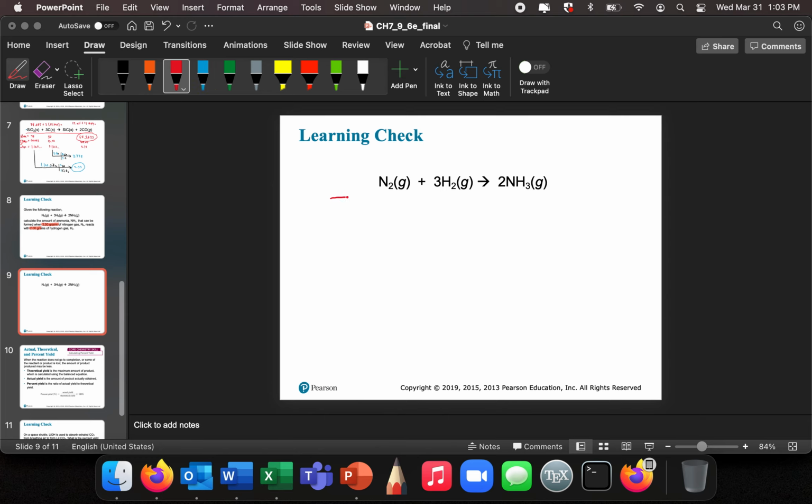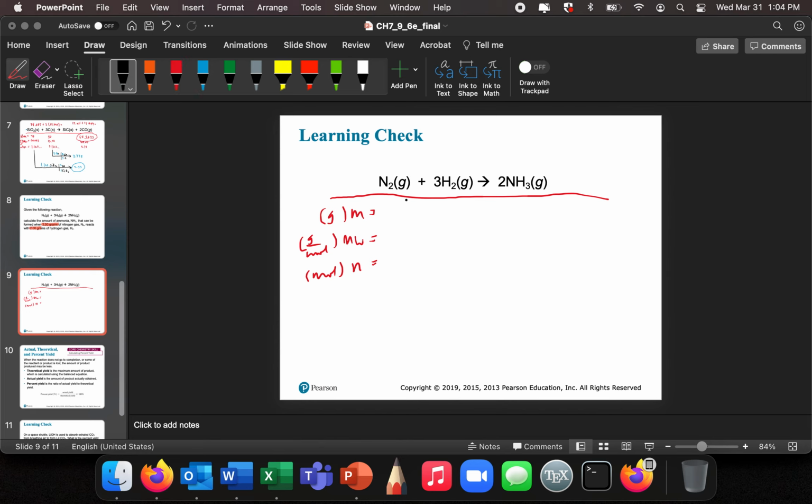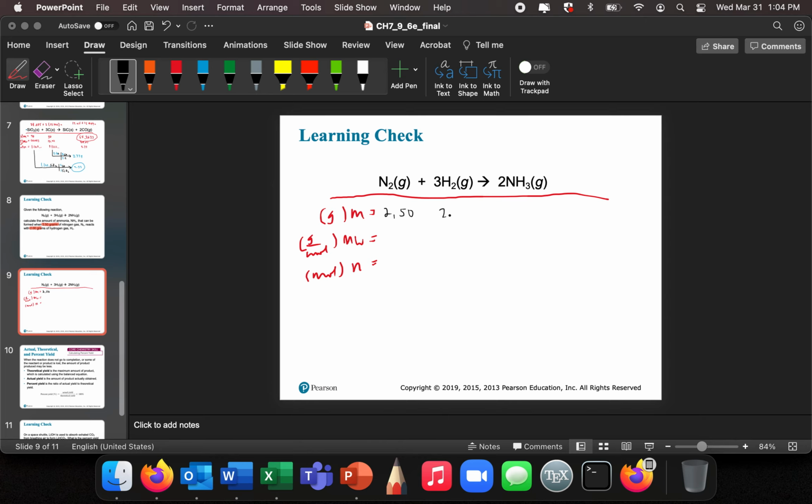First thing we're going to do is convert these grams to moles. We've got mass in grams, we've got molecular weight in grams per mole, and we're going to calculate moles, and then we're going to calculate what we think we can get. So I'm going to set this table up every time. The mass for nitrogen was 2.50 grams, and the mass for hydrogen was 2.00 grams. The molecular weight of nitrogen is 28, and the molecular weight of hydrogen is 2.